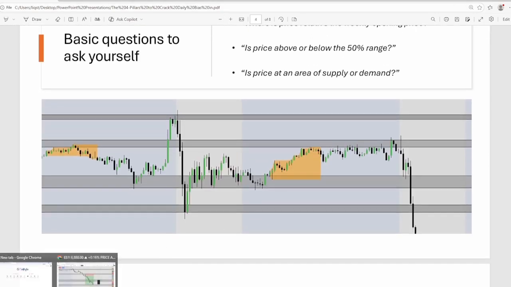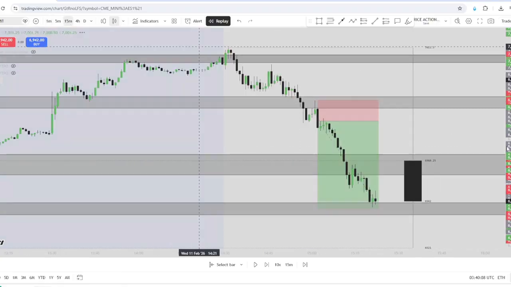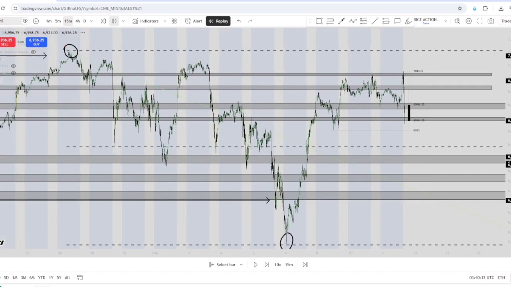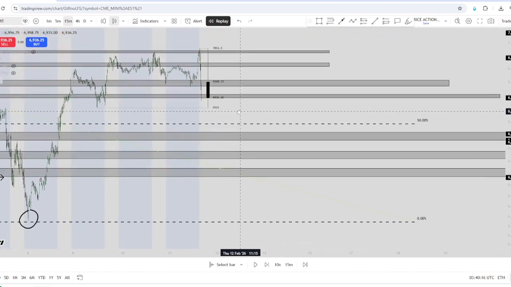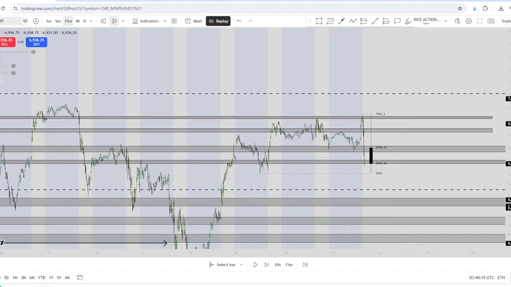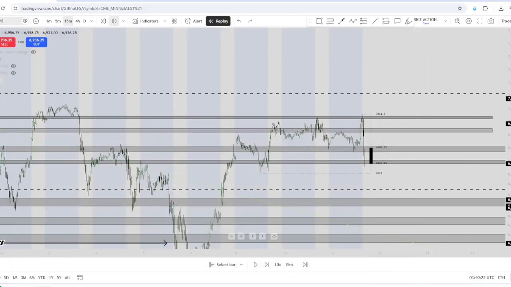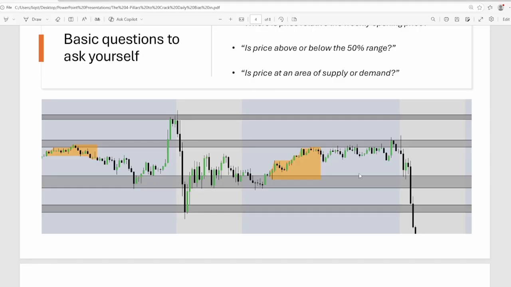And so 50% of the range just comes down to what we discussed over here. So what we can see here from a structural perspective, we have structural high, structural low. We are above the 50% area, so we are in a premium, right? Again, using our structural tool. Now, the final thing we want to ask ourselves is price at an area of supply and demand, right?